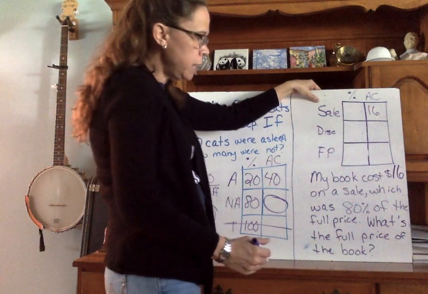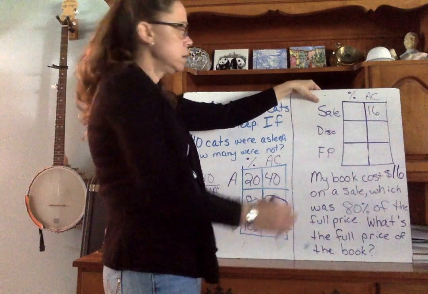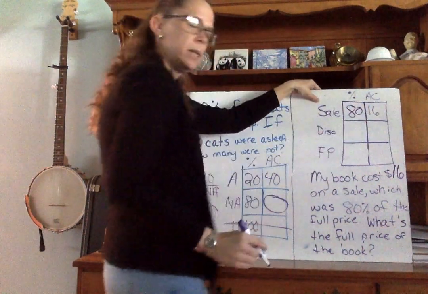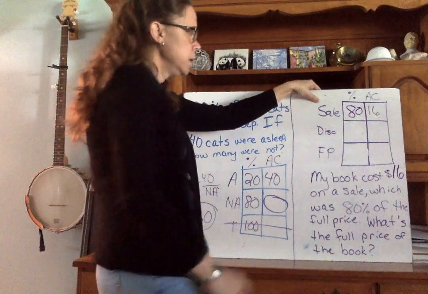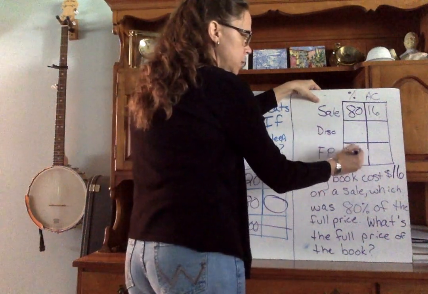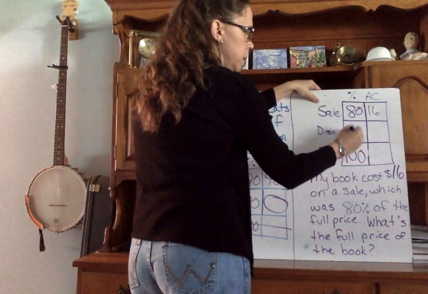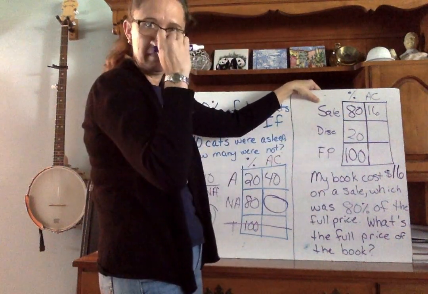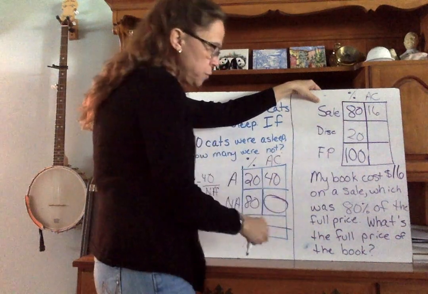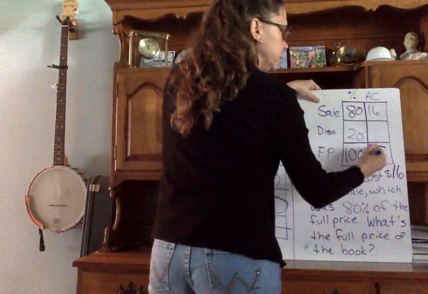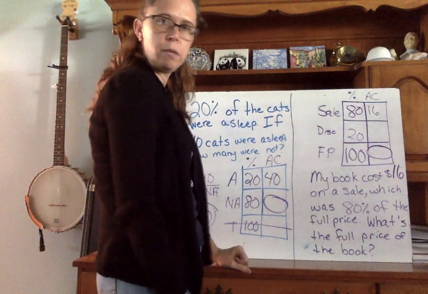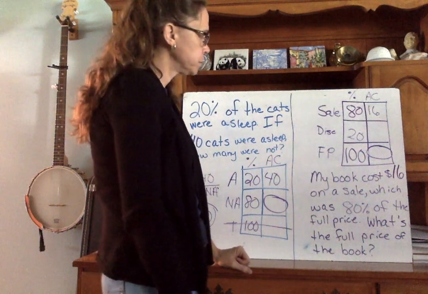This was 80% of the full price. So the sale is 80%. The sale price is 80%. Down here, the full price has to be the 100%. And the discount must be 20%. They must have taken 20% off the price. So they want us to find the full price of the book, so that's here. See if you can create your proportion and solve it to find the full price.